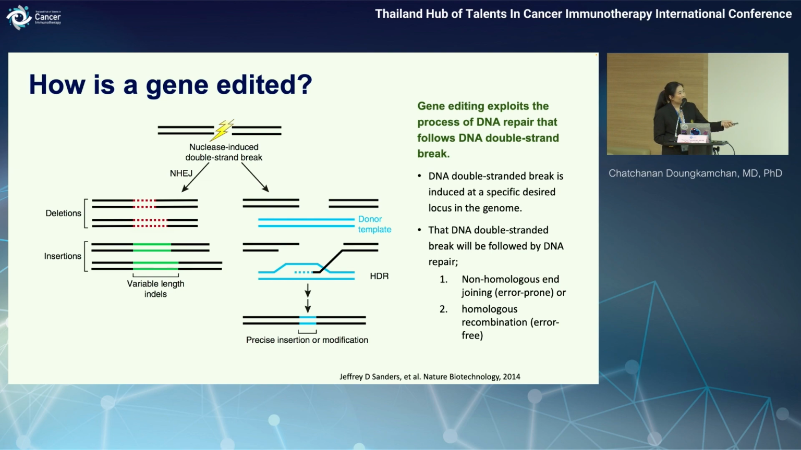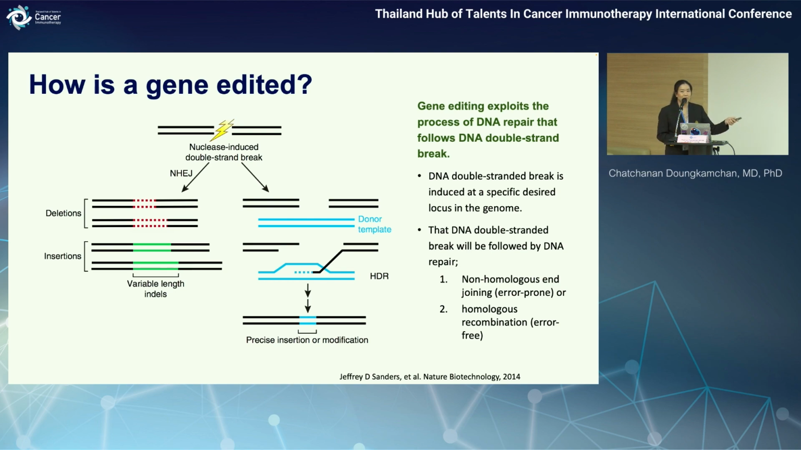Why? Because the break ends will start to look for the similar sequence on its homology to find the missing information. And after that, it's going to incorporate that missing information at the missing part. So that's why this is the error-free process. But we can trick the cell into thinking that whatever DNA sequence we put in between the homology sequence is the missing part.